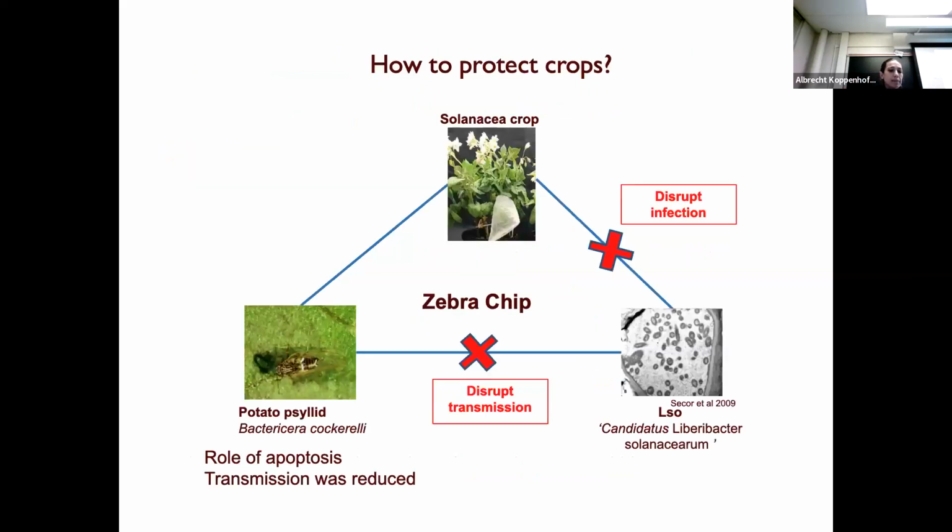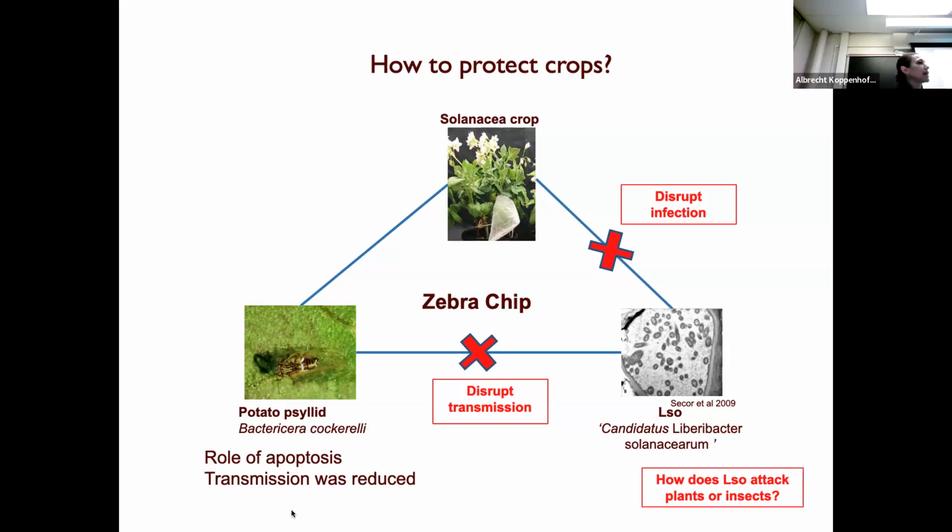And so coming back to my triangle, here I wrote that we investigated and saw the potential role of apoptosis in the interaction between the pathogen and the insect vector, and that we were able to reduce transmission by manipulating the system. Okay, we don't know how. We are interested in how we can do that, and so we are interested in knowing how Liberibacter attacks the plant and the insect, because we know that Liberibacter can disrupt the immunity of the insect, and I didn't show you, but we know that it can also disrupt the immunity of the plant. So how does it do it?